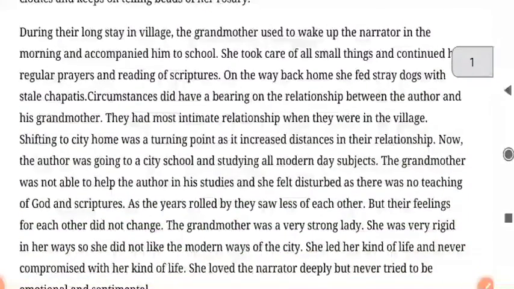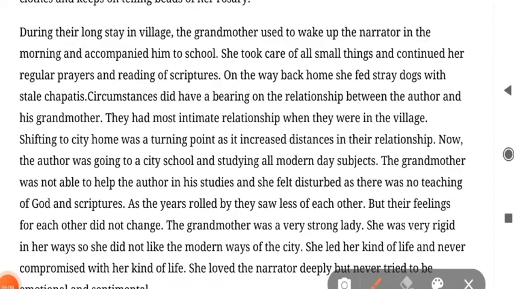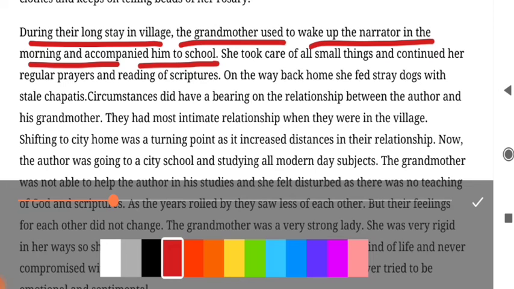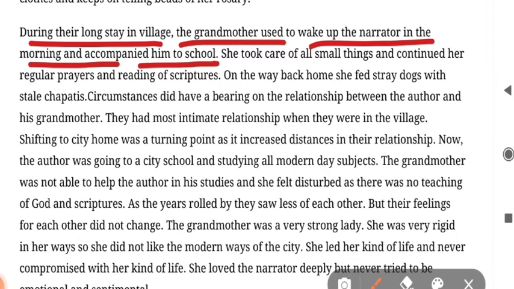Here first, there was a relationship. Here in the second para, it is mentioned about the village scenario. So what happened during their long stay in the village, grandmother used to wake up the narrator in the morning and accompany him to school. So what happened, everything was done by grandmother. She woke up the narrator early in the morning and she prepared him for school and also accompanied him to school. She went with him to school.